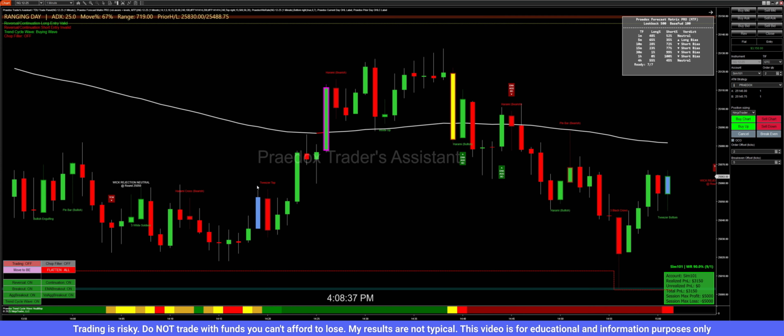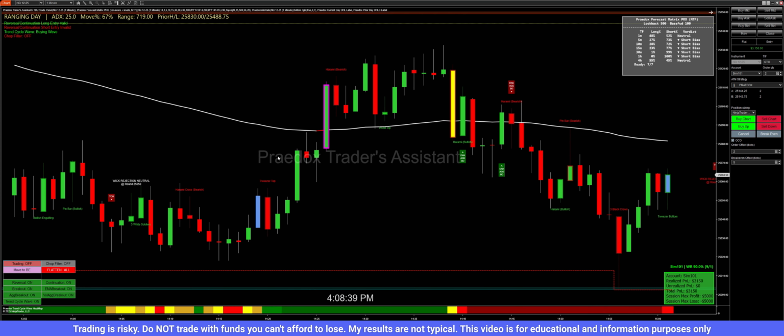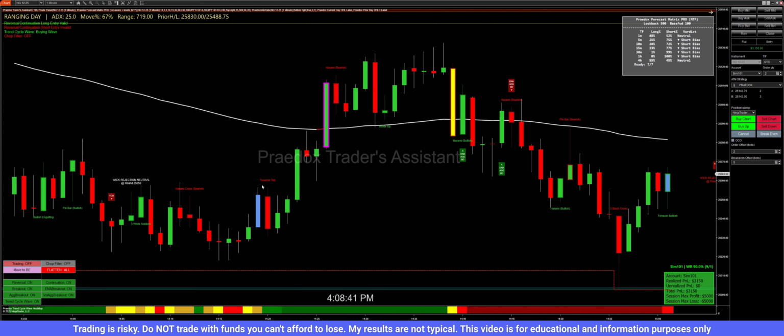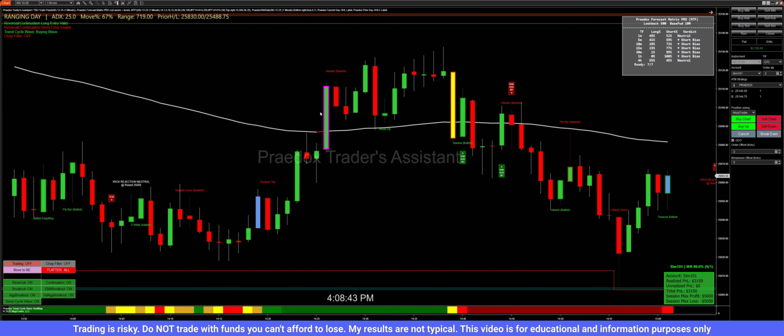You get your buy reversal here. Not valid because it's below the EMA. However, you're still coming up, coming up, coming up, and then it kind of tops out here. Then this bar forms here.